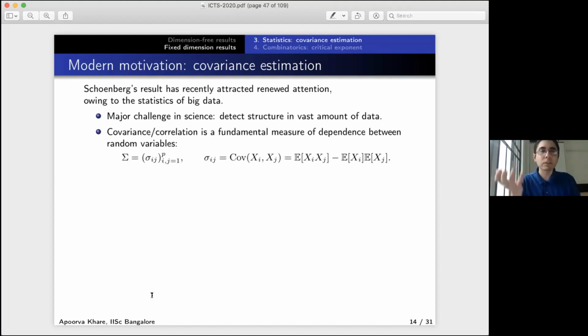But one of the major challenges in all kinds of applied fields is to detect structure, to detect dependencies. And nowadays, data is huge. You have hundreds of thousands of variables, and you want to detect structure in these dependencies, in these variables. The simplest dependency is the linear one, and that's captured by correlation or covariance, right?